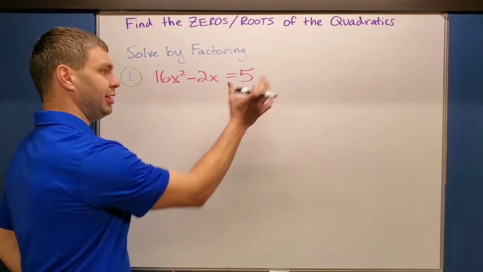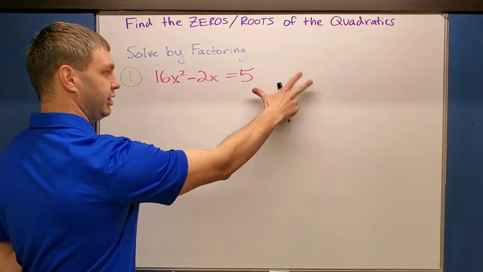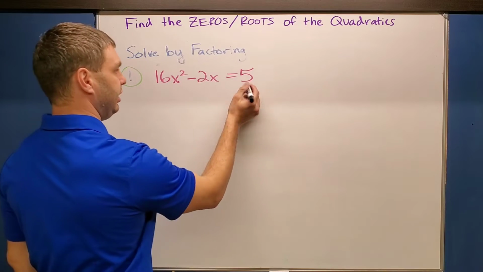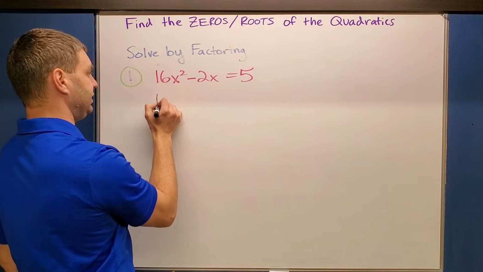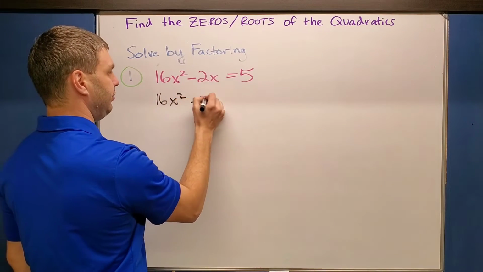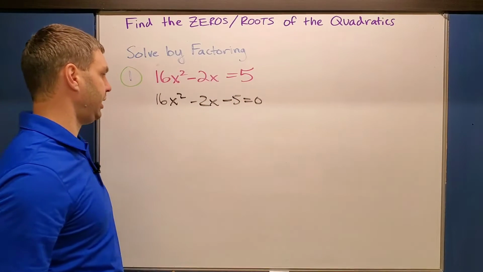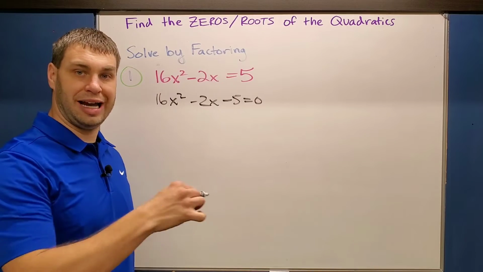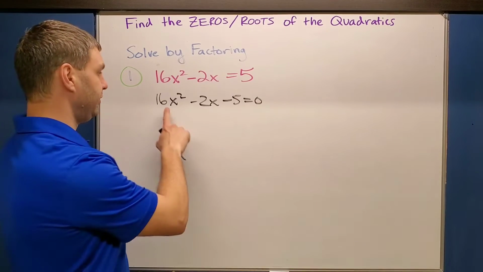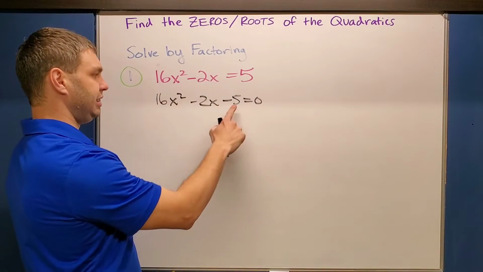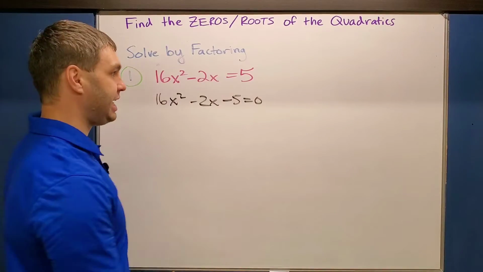So when we solve by factoring, we want this to equal 0, which means anything over here I need to move to the other side. In this case, I would subtract 5 on both sides to get 16x squared minus 2x minus 5 equals 0, all right? And then what you need to do is take your A term times your C term. This is A, B, and C. So 16 times a negative 5 is a negative 80.